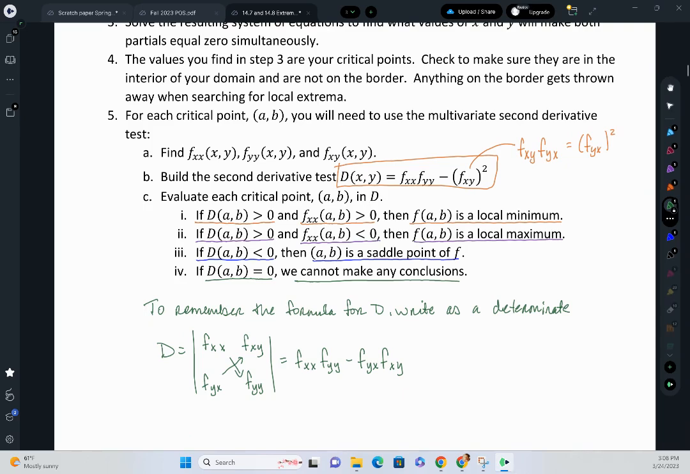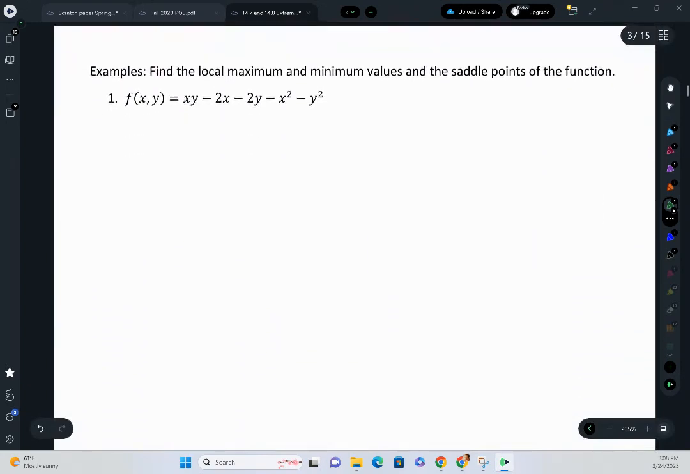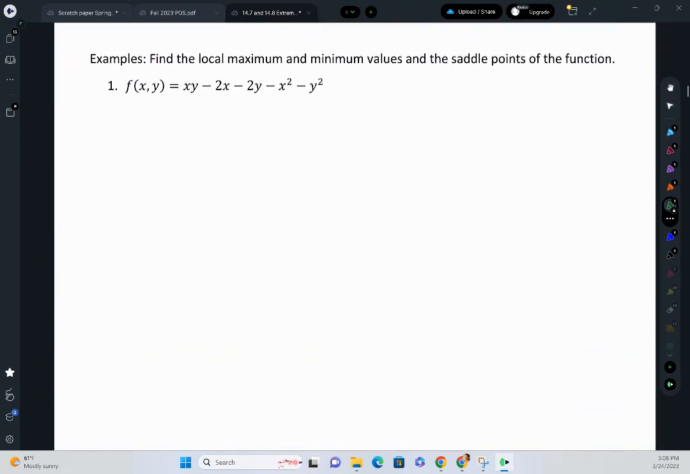All right, we have a lot of steps to go through in order to calculate our local extrema, so let's get started on an example to see how this is done. First example: we are asked to find the local maximum and minimum values and the saddle points of the function. Keep in mind, you may or may not have mins, maxes, and saddle points, but we still have to go through the process and figure that out. We will first find critical points, then calculate our second derivative test, then evaluate our critical points in the second derivative test, and then we'll be able to classify what we have.